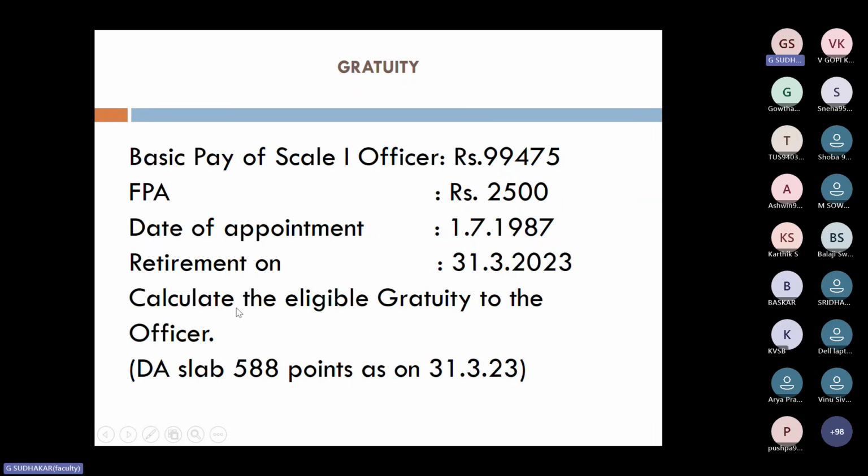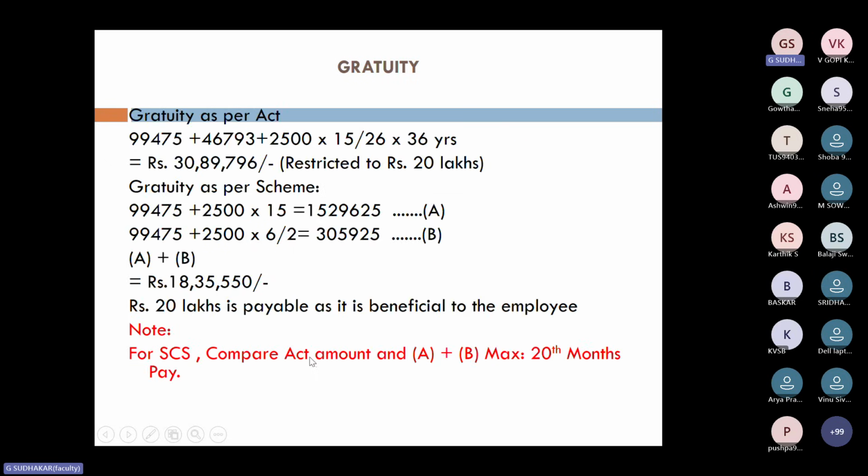For example, I have given here the payment of one officer, 9940 FPA, date of appointment is 97, retirement on 31/3/23. Calculate the eligible gratuity to the officer. So I have calculated DA also, considering the points, but in your calculation, they will not give DA. They will give basic gross salary into 15/26 into 36 only. You have completed years is 36. You have to complete this part and you can calculate.